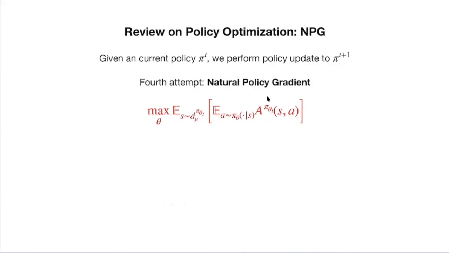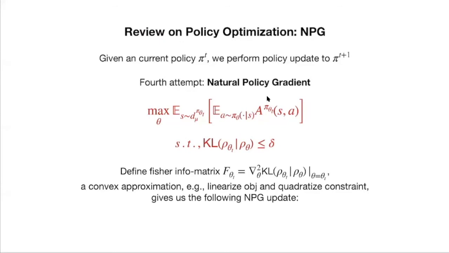Okay, so the last attempt is this natural policy gradient. Again, we are facing this objective function. We want to maximize the local advantage, but subject to a KL constraint, saying that the new policy should not be too far away from the older policy in terms of the KL divergence between their trajectory distributions. So that's really the underlying optimization problem.